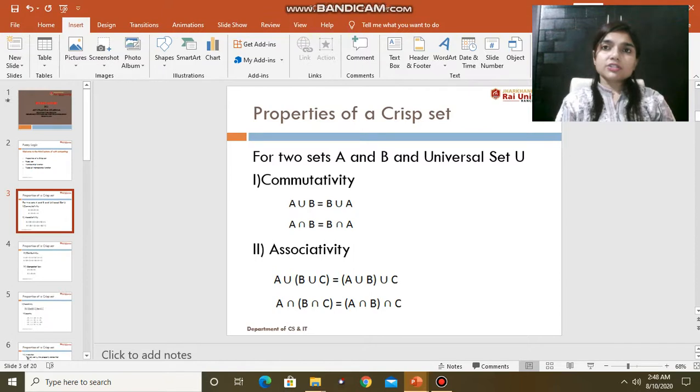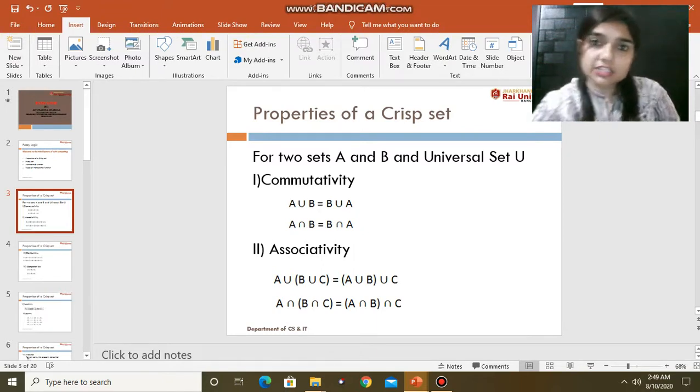Now the second law is the associativity law. It states that if there are three sets A, B and C, then A union with B union C is equal to A union B with union C, or A intersection with B intersection C is equal to A intersection B with intersection C.